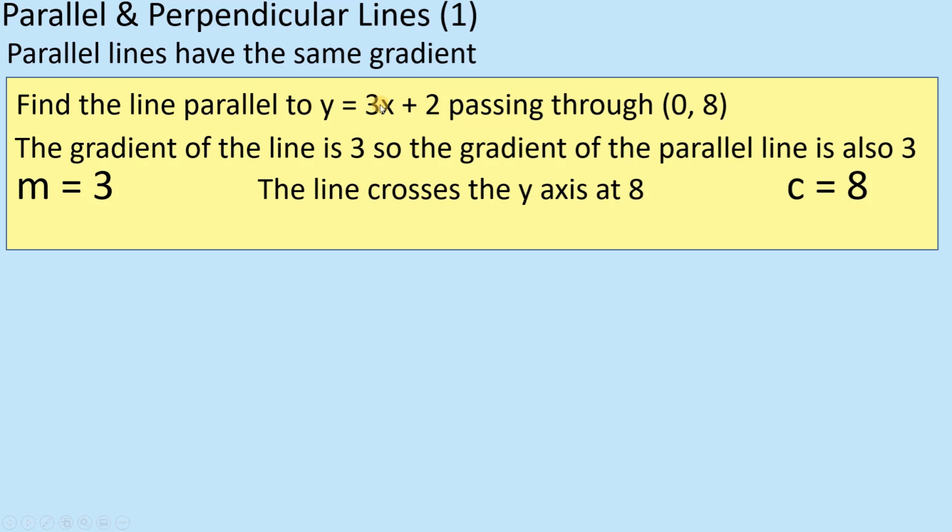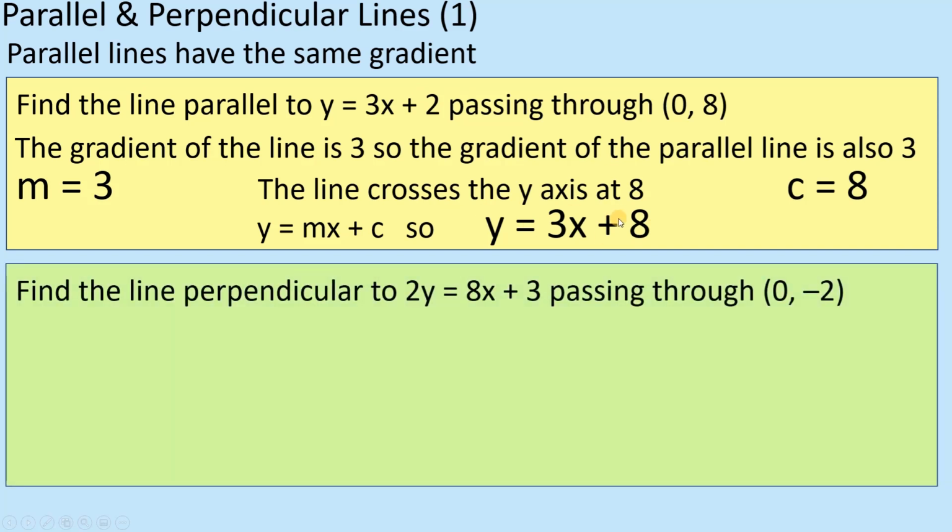So to find the line parallel to this, we've got a gradient of 3, and it passes through that point, and that's where it crosses the y-axis. So I've got m and I've got c, and then I just need to put it together. So y equals 3x, that's the gradient, plus 8 where it crosses the y-axis. So I need to be familiar with what y equals mx plus c is and what those things represent. In this case, m represents the gradient, and c represents where it crosses the y-axis, and the question tells me exactly that. So that is my answer.